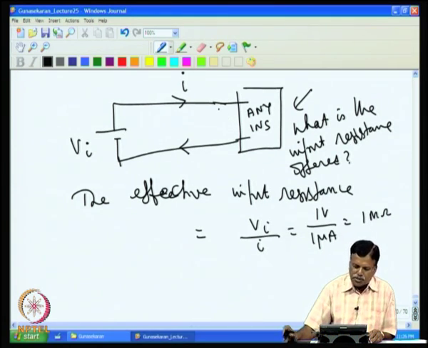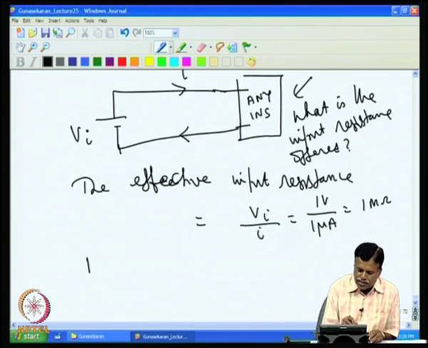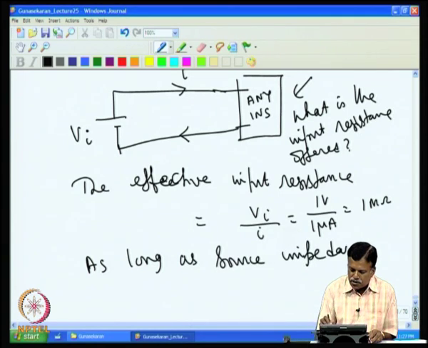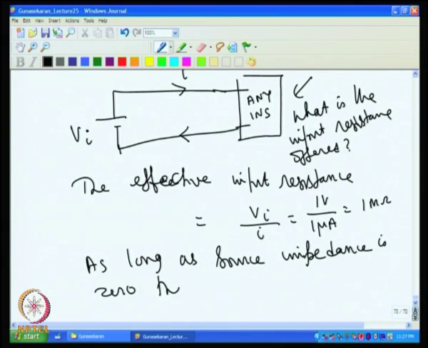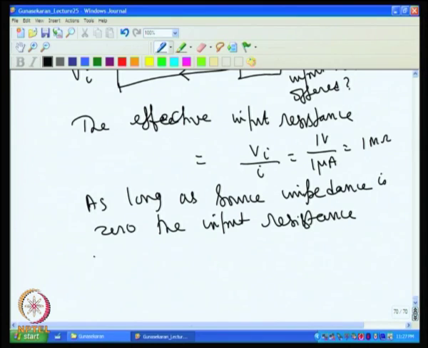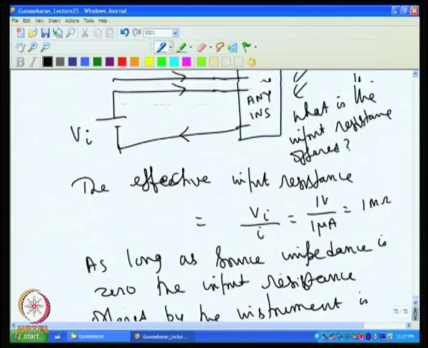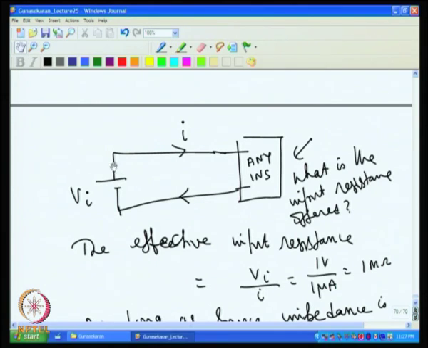Now, the input resistance is of no consequence as long as the source impedance is 0. As long as the source impedance is 0, the input resistance offered by the instrument is of no importance. This is because the source has no internal resistance, so whatever the current flowing, the voltage appearing across the instrument is the same as Vi. So the input resistance of the instrument, whether low or high, is of no consequence as long as the source resistance is low.